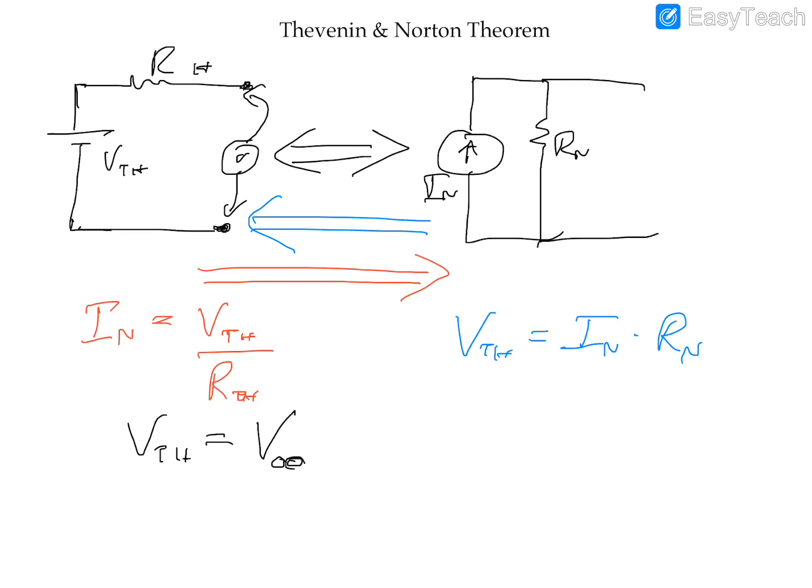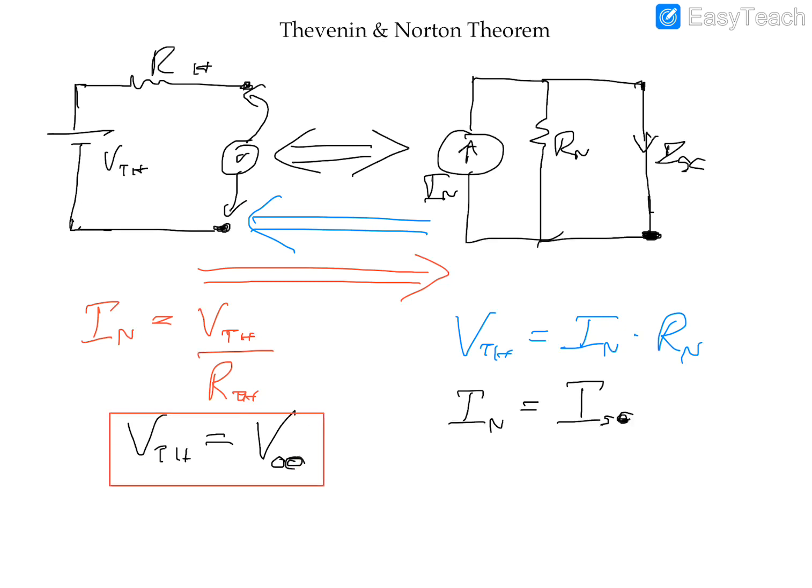And to get your Norton's current, IN, the way you would find it is, ideally you would have your load connected right here, and in order to find your Norton's current, you would disconnect the load and then you would short this and find the current flowing through this, and this is known as short circuit current. So you disconnect the load and then you short it, and then you find what is the current that flows if the load is absent, if the load is zero. So then you would get short circuit current. That is how you find Thevenin's voltage and your Norton's current.